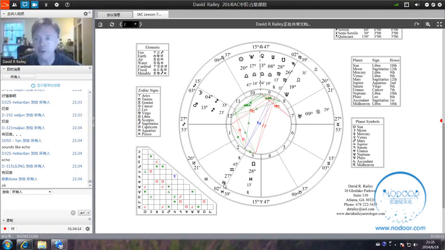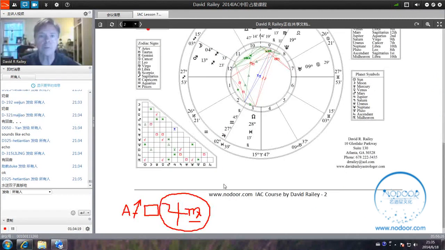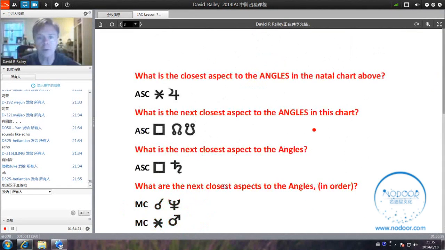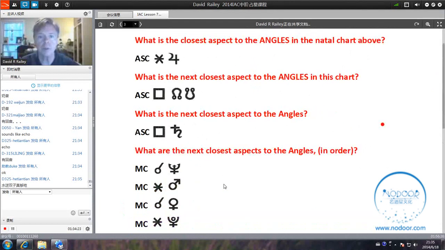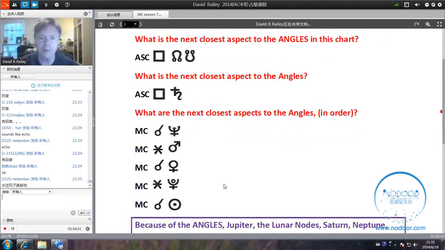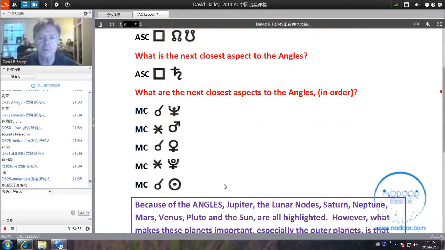So I want to go back to these aspects. Let's explore some of the other aspects that are here. So all that we've talked about so far, for the most part, were these aspects to the angles. Let's look at what else is here. Look at all the aspects to the midheaven.